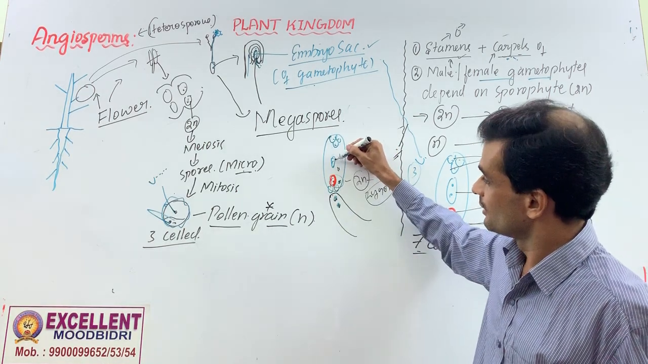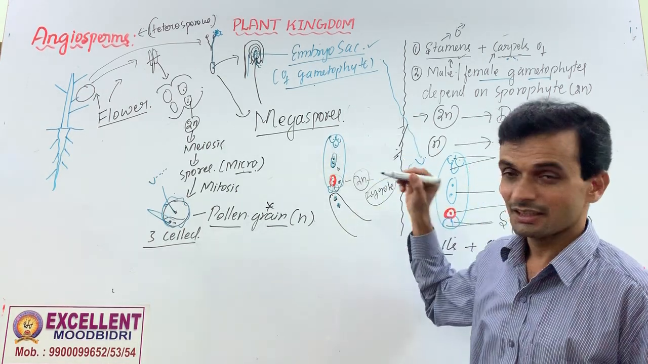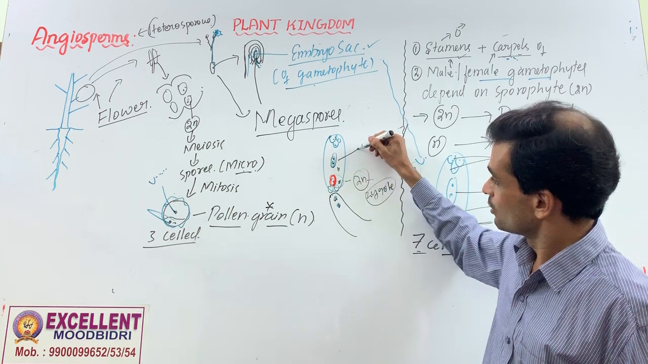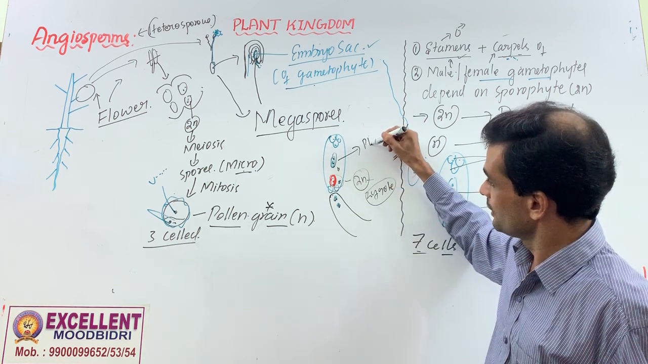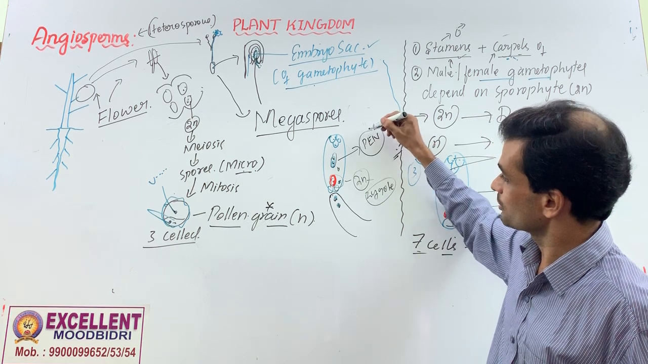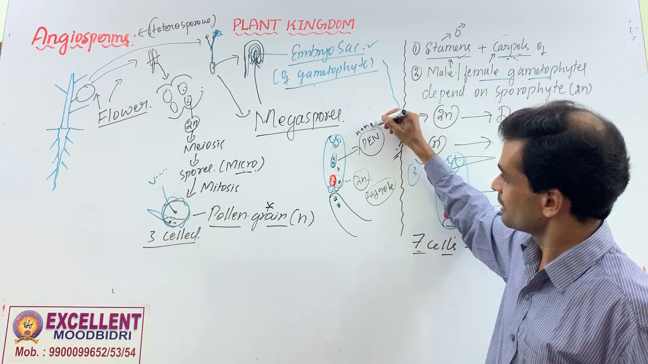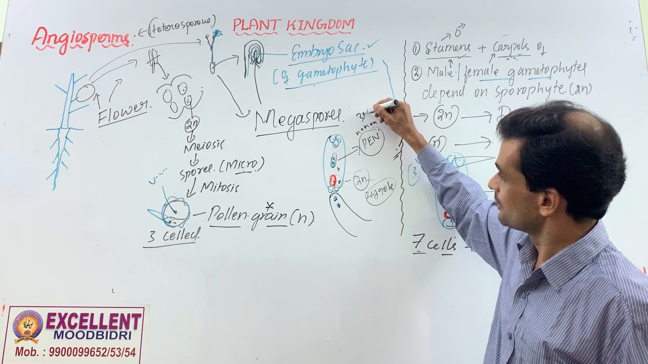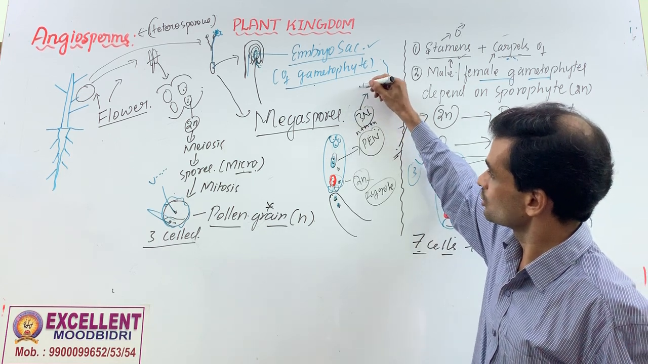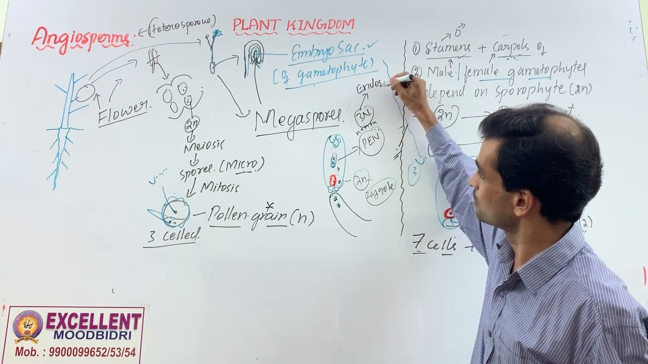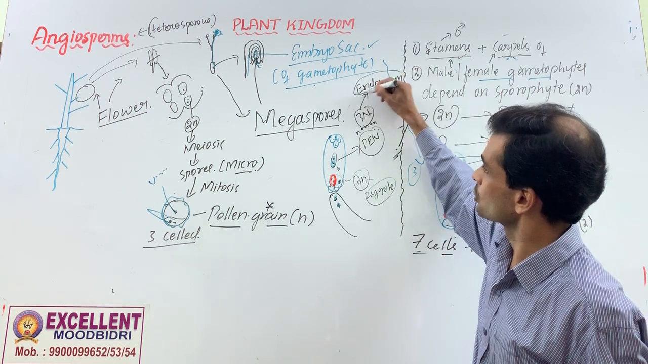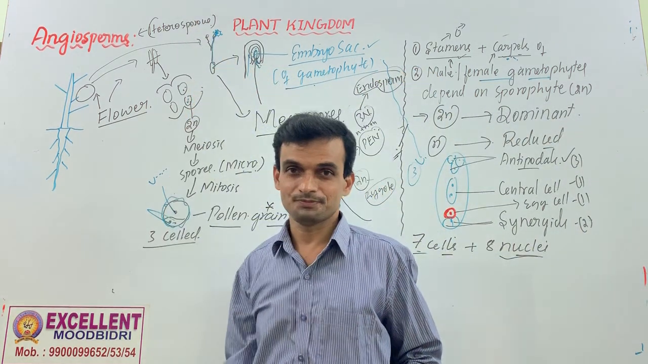Now what will happen here? Actually the central cell has two nuclei, right? So the two nuclei fuse with this to form the PEN, very important in angiosperms. N plus N plus N, this becomes triploid, 3N, and undergoes mitosis to form endosperm, nutritive tissue. Triploid endosperm is a characteristic of angiosperms.